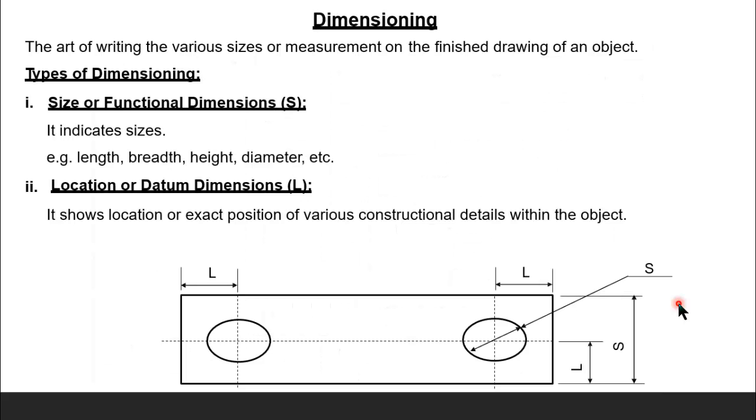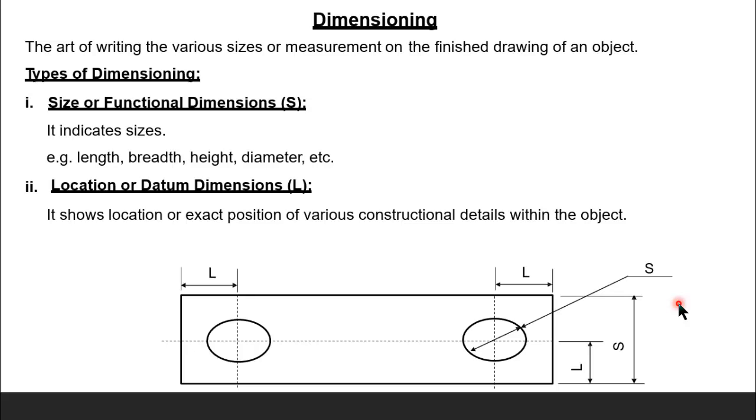Okay, next coming to dimensioning. Dimensioning is the most important part of engineering graphics. All the information that we want to show, the dimensioning will properly convey. Dimensioning is the art of showing the various sizes or measurements of an object in a drawing sheet. The types of dimensioning can be classified mainly as size or functional dimensioning, and the second one is location or datum dimensioning.